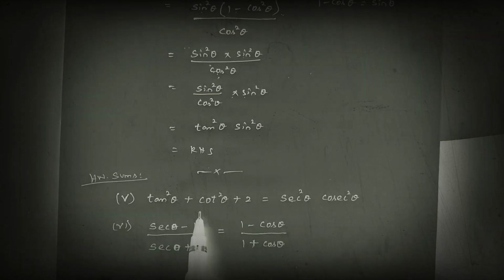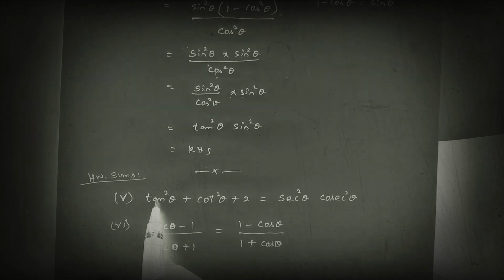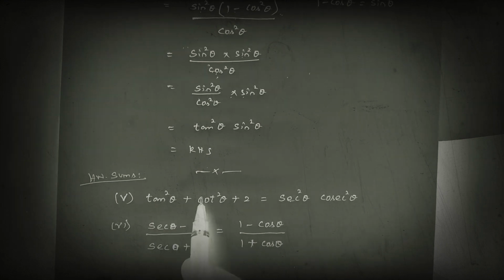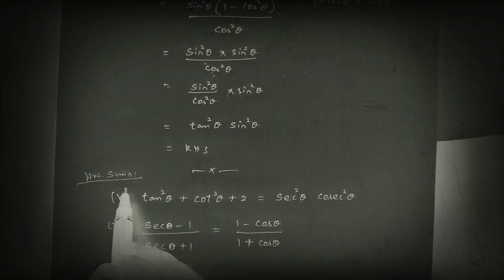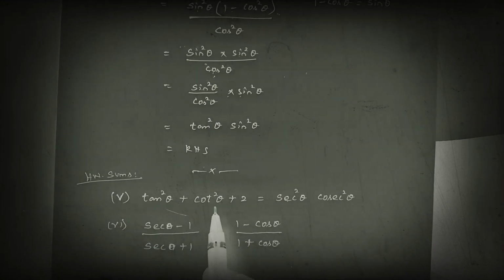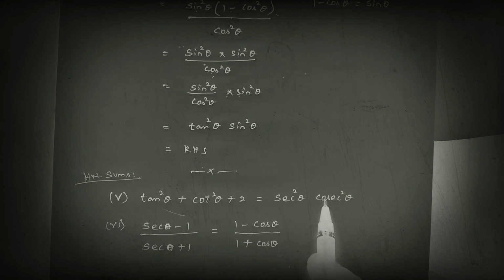How are we going to simplify? See, tan square theta and cot square theta, we can write in terms of sin and cos. Tan square theta is sin square theta divided by cos square theta, and cot square theta is cos square by sin square. Taking the LCM and simplifying, taking the common term, we'll get sec square theta into cosec square theta.